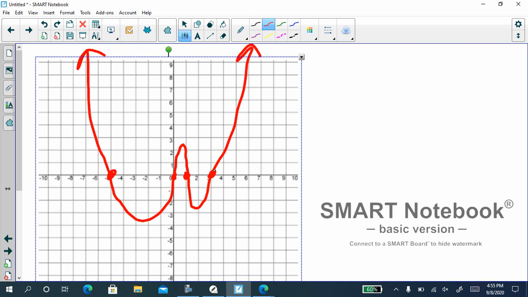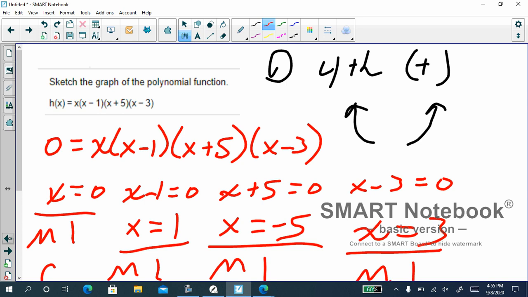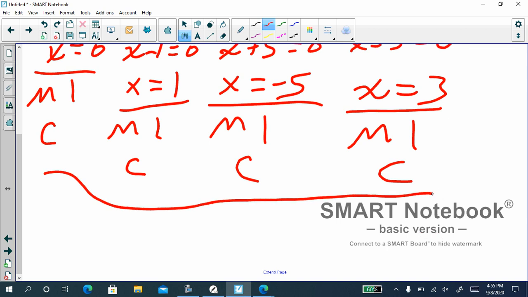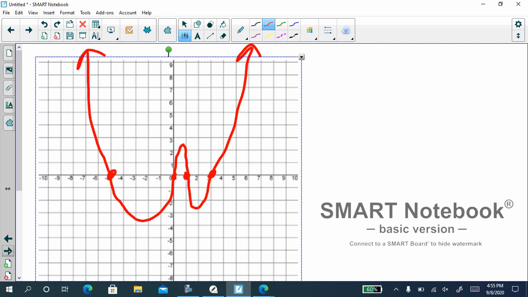On the test, it's not going to be multiple choice, and I'm going to need to see the work that we did here. How did you determine the degree? How did you determine what happens on the edges? How did you determine the intercepts? How did you determine whether we touch or cross at each intercept? And then we turn that into a graph.